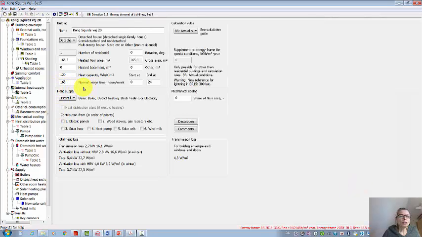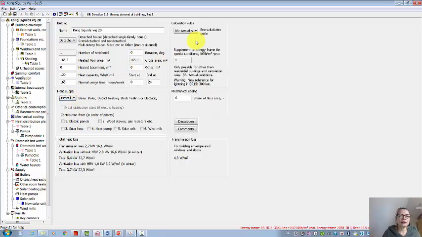Then we have the normal usage time. That's when we use the building, and when we have dwellings, it's 7 days a week, 24 hours, and that gives 168 hours for the whole week. Then we need to tell where we get the heat from, what kind of heat supply we have. And normally here we have district heating. We could also have boilers, or block heating or electrical heat.